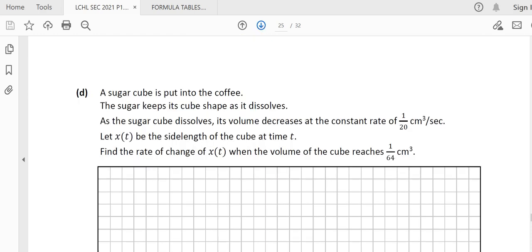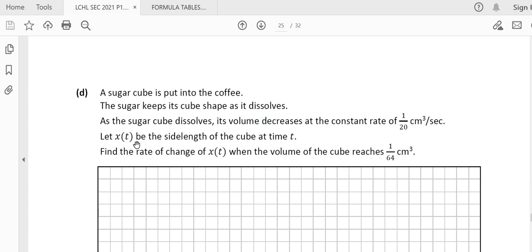Okay, and the last part: a sugar cube is put into the coffee. A sugar cube keeps its cube shape as it dissolves. I'm sure we all have seen that. As the sugar cube dissolves, its volume decreases, important word here, at a constant rate of 1/20 centimeter cubed per second. So we do understand that the volume of that cube is decreasing because we can see there is less and less sugar as it dissolves.